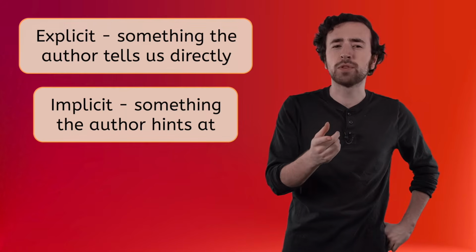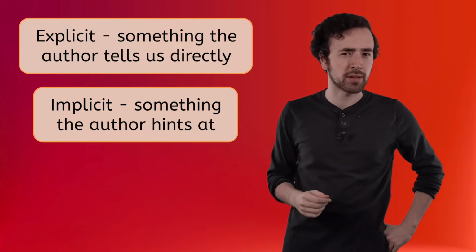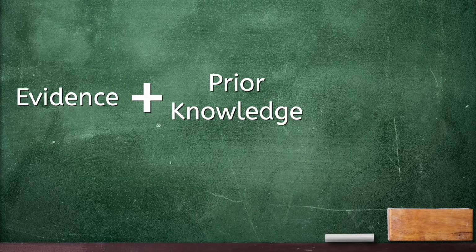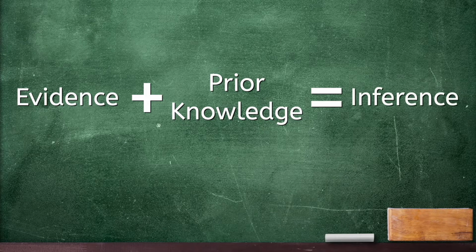I think it might be helpful to have a formula for making an inference. First, we need to find explicit evidence from the text or whatever we're analyzing. All that good stuff that would appear in a summary. Then, we need to add what we already know from past learning and experiences, our prior knowledge. This will help us form an idea that is hinted at, or implicitly stated, our inference.